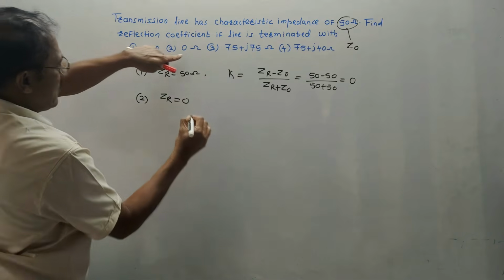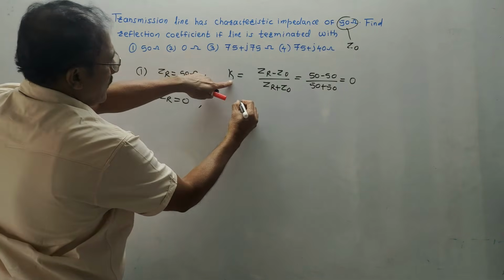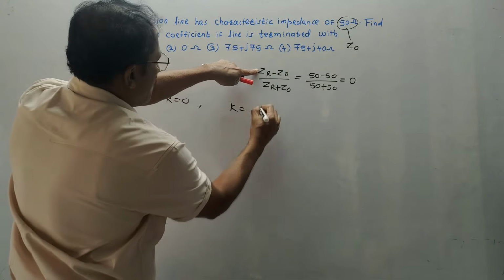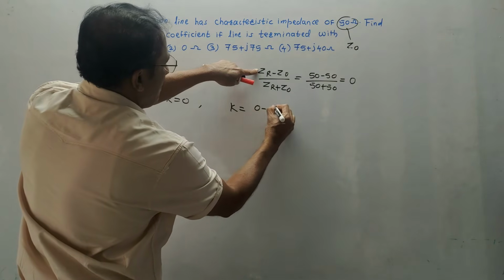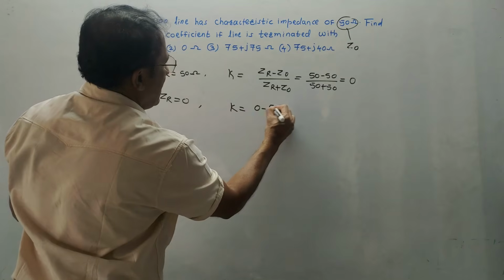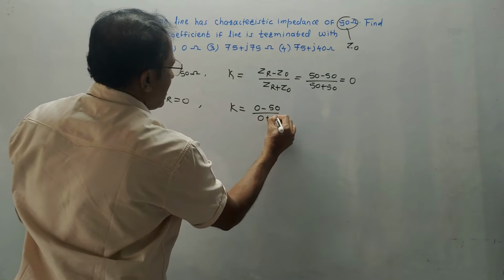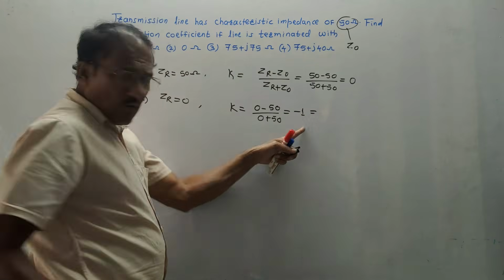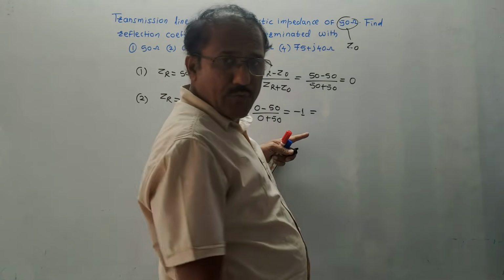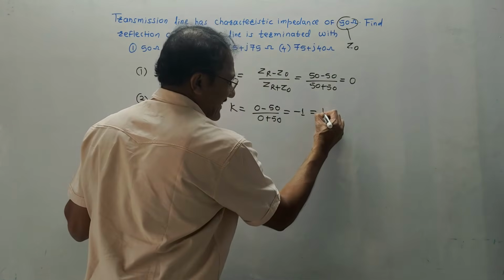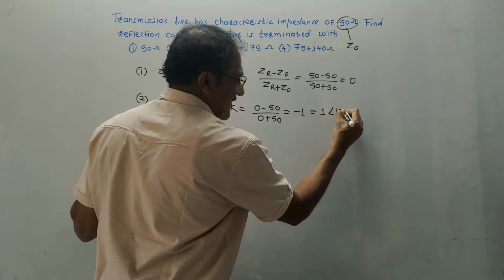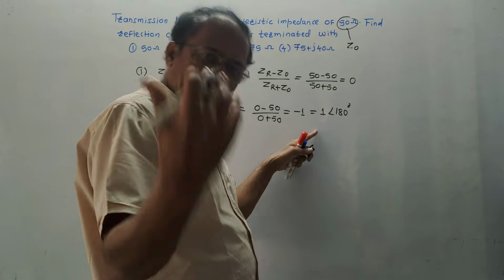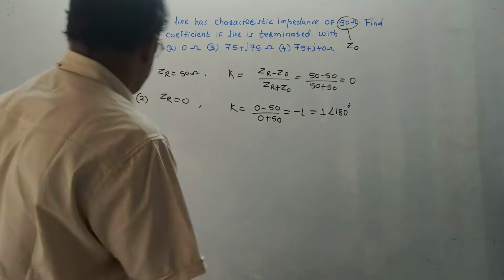Second part, given ZR is equal to 0. Again make use of the same formula. ZR is 0, so it becomes 0 minus Z0, which is 50, upon 0 plus 50. So the answer is minus 1. Whenever you get minus 1 as the answer for reflection coefficient, be in the habit of writing it as 1 at an angle 180 degrees. You can well write this indicates the maximum value of reflection coefficient.